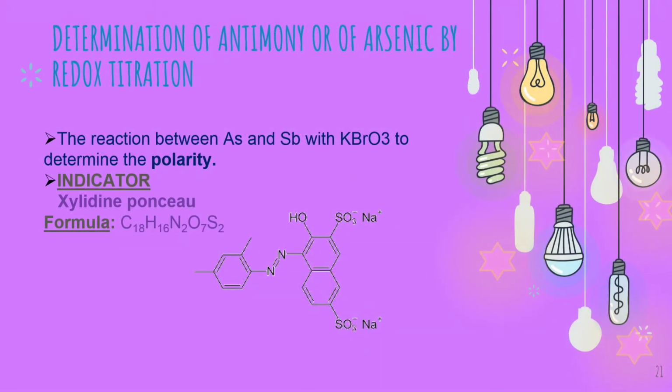First of all, I am going to discuss the determination of antimony and arsenic by redox titration. The reaction between antimony and arsenic with potassium bromate is used for the determination, and the indicator used in this determination is xylidine Ponceau. The chemical formula is C18H16N2O7S2, and the structure of xylidine Ponceau is shown in the image, as you can see.